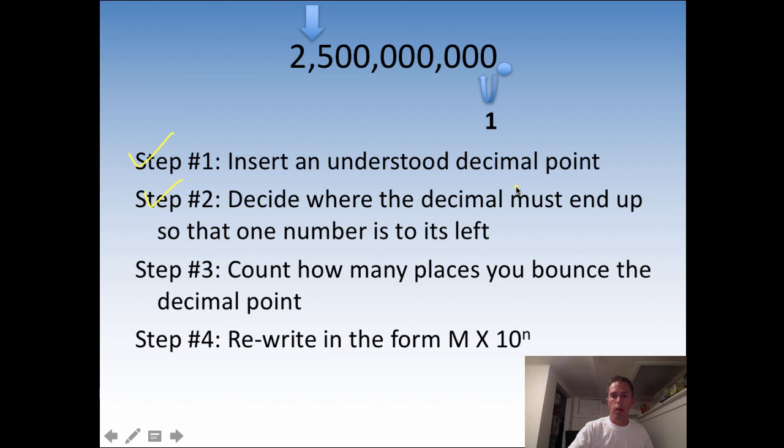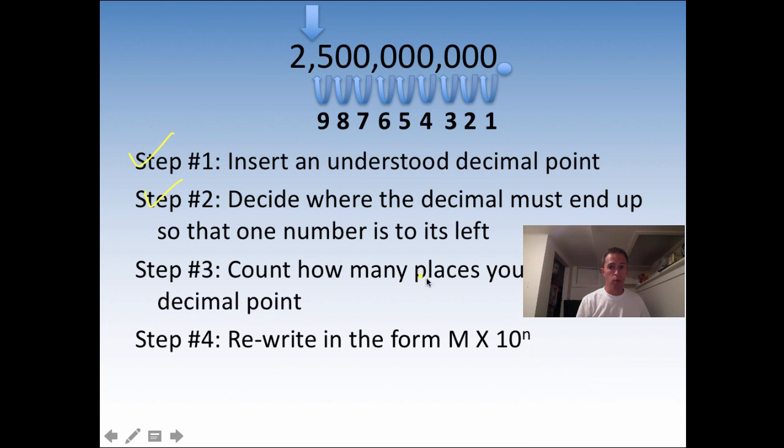So we will have to bounce that decimal 1, 2, 3, 4, 5, 6, 7, 8, 9 times in order for the decimal place to end up where we want it. Okay, and that becomes very important. We need to remember how many times we bounce that decimal. Now step 4 is to rewrite this in the form of m times 10 to the n.